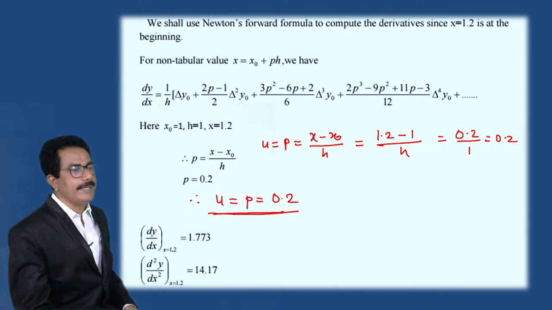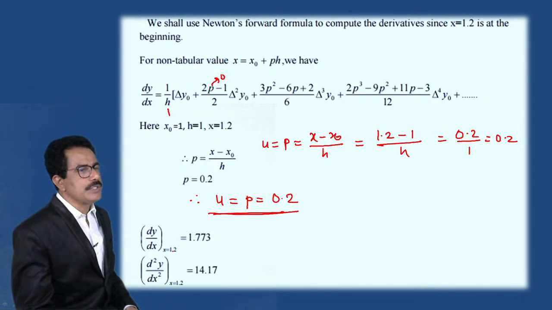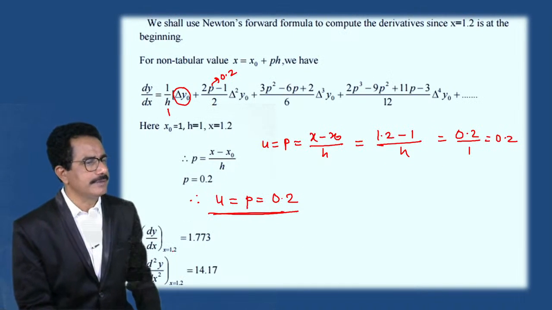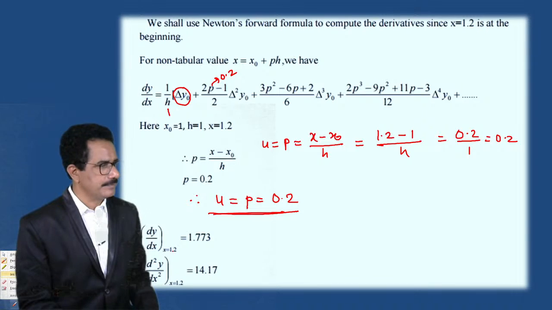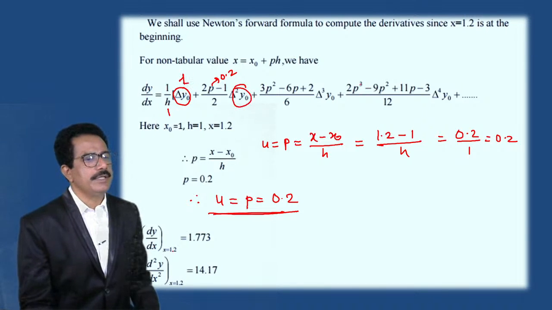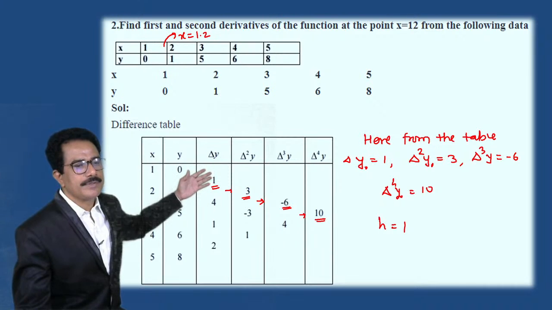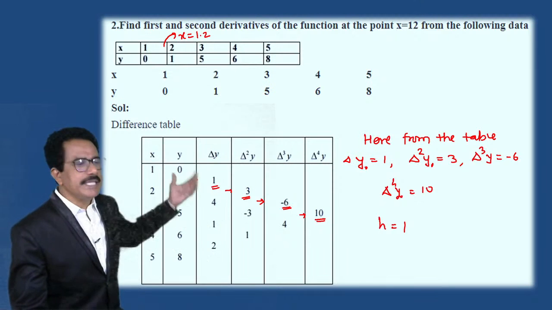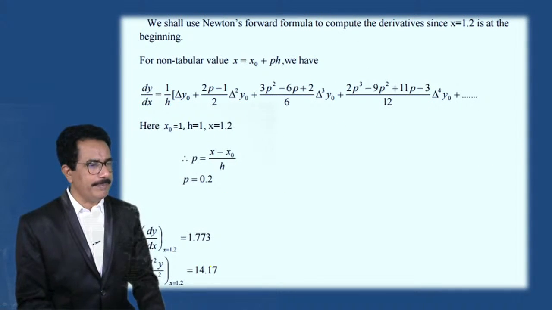You have to put h means 1, p means 0.2, delta y0 means 1, and delta y cube, delta y 4 at x0 is equal to 1. Here the leading value y0 is 1. Okay, calculate by putting the values and give me all the answers.